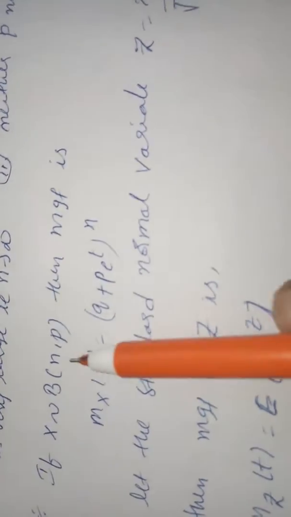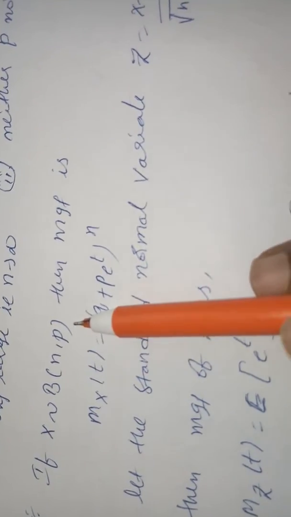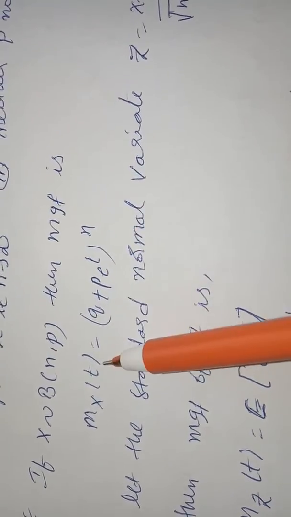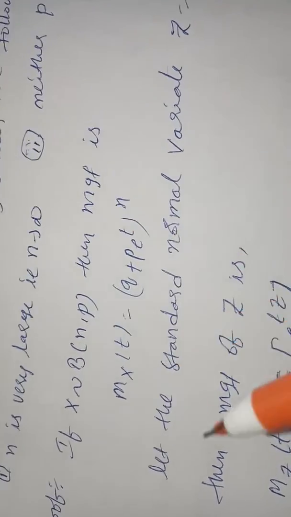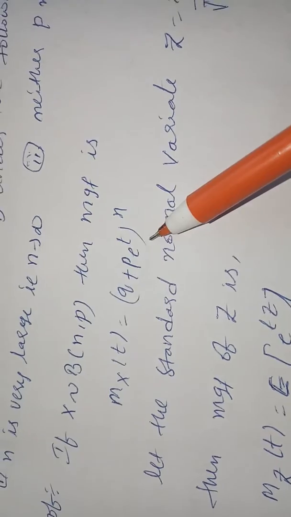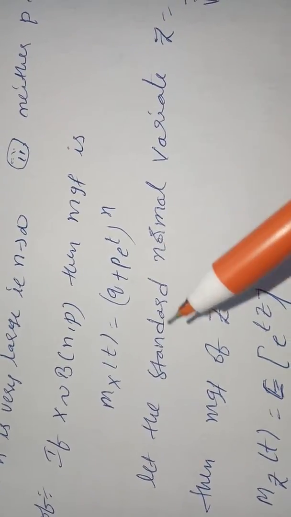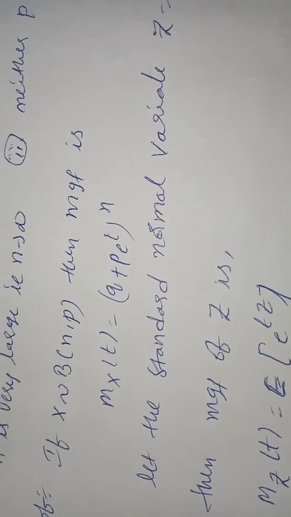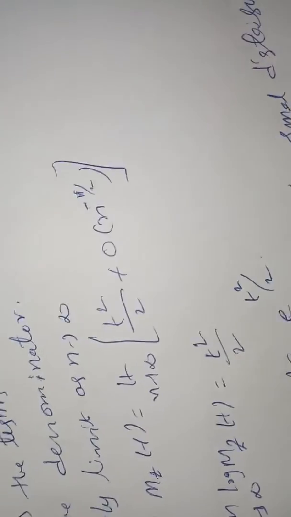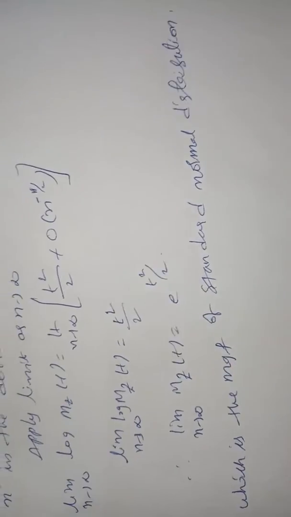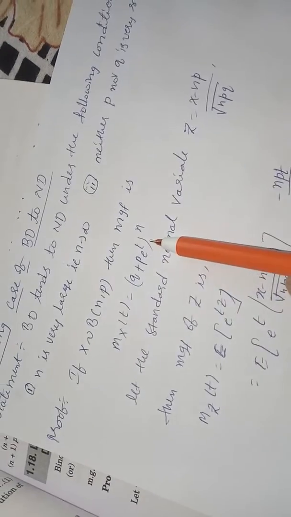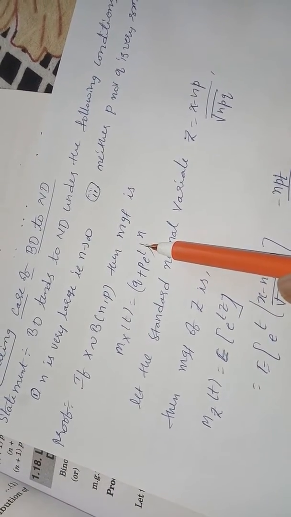See the proof: if x follows binomial distribution with the parameters n, p, then the moment generating function of binomial distribution is M_x(t) = (q + p e^t)^n. So this is the moment generating function of binomial distribution. With the help of the MGF, we have to prove the MGF of the standard normal distribution. That is what you have to prove, that the standard normal distribution MGF is e^(t^2/2). You have to prove that with the help of the binomial distribution moment generating function.